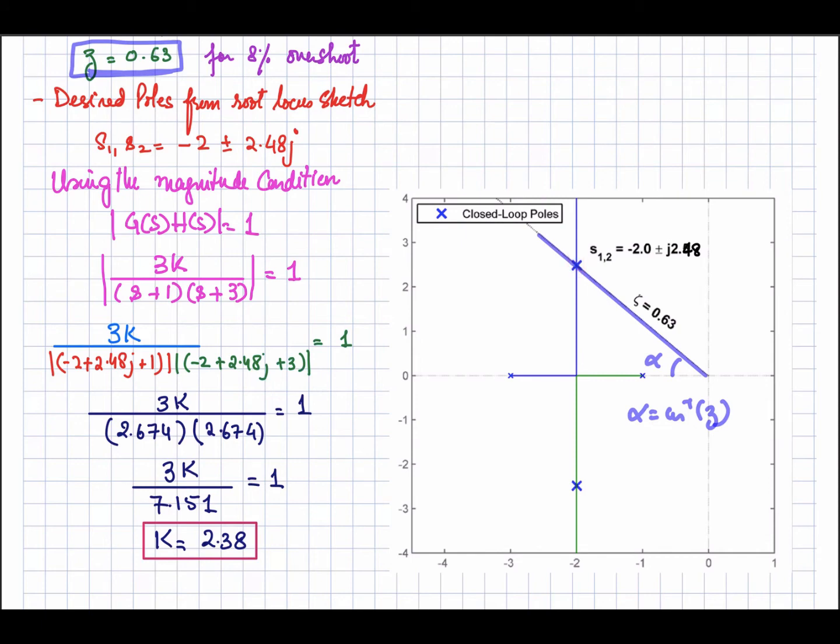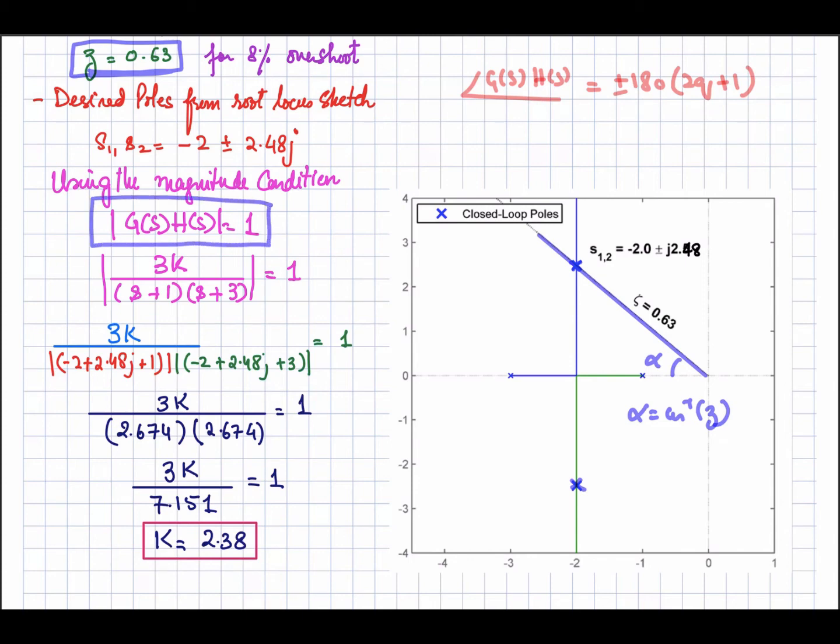We know that the gain can be calculated with the help of the magnitude condition. We have already discussed the magnitude condition while we were discussing the root locus. If the poles are on the root locus, then the angle condition is satisfied: the angle of G of s into H of s should be equal to plus minus 180 into (2q plus 1), that is, an odd multiple of 180. If this condition is satisfied, it means the pole is on the root locus. And what will be the gain? That can be obtained by the magnitude condition.